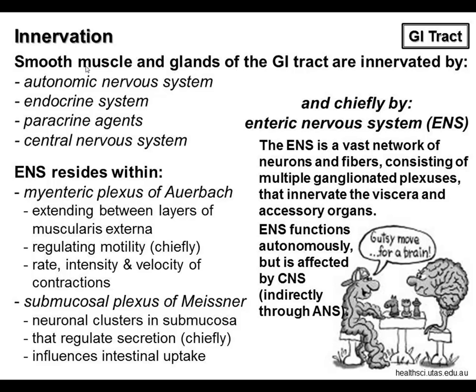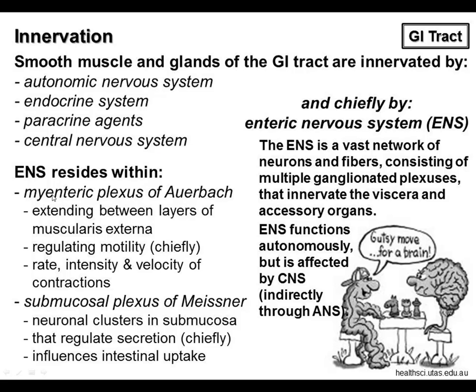And the central nervous system, we know if we are nervous or if we're angry, then the movement is more. We know also that angry people get more ulcers because of the stress level and the hypersecretion of acids and so forth. So these are the things that control our smooth muscle fibers and the gland secretion: autonomic nervous system, endocrine system, paracrine agents. Paracrine are cells talking to the neighboring cell, and central nervous system.